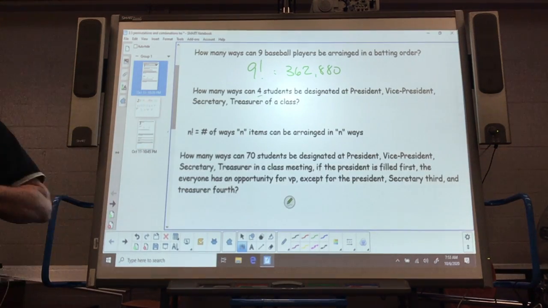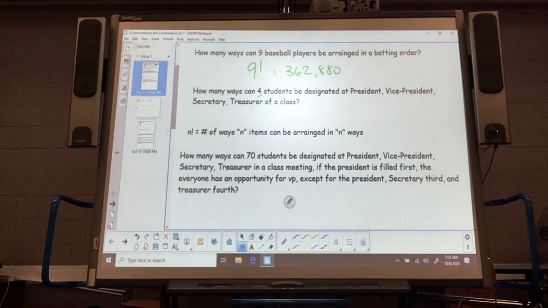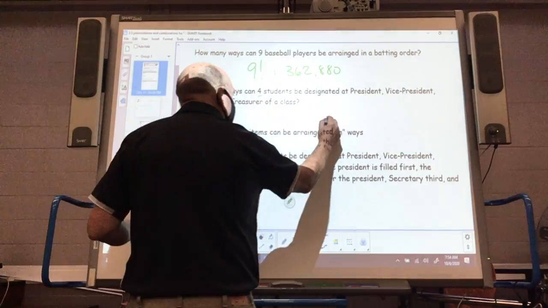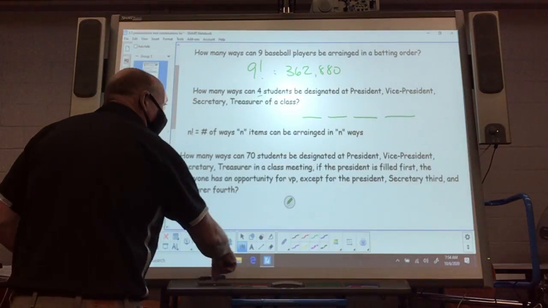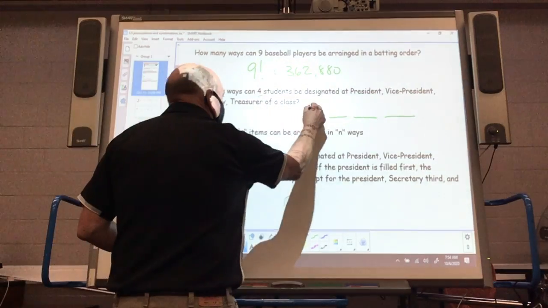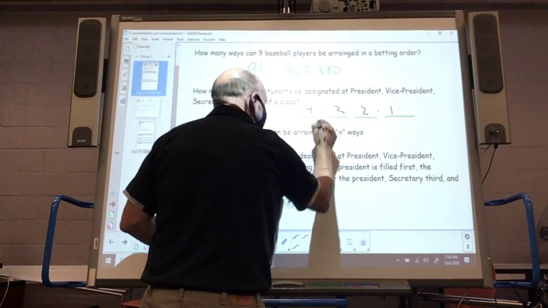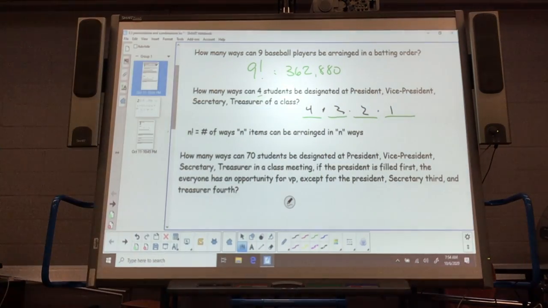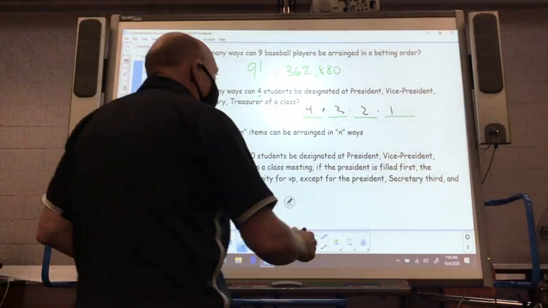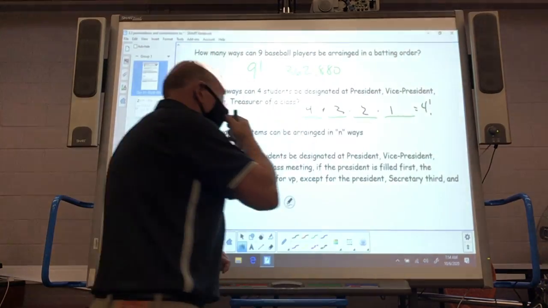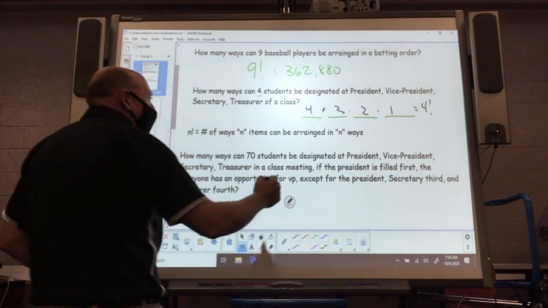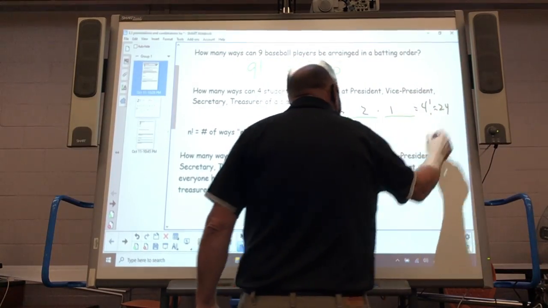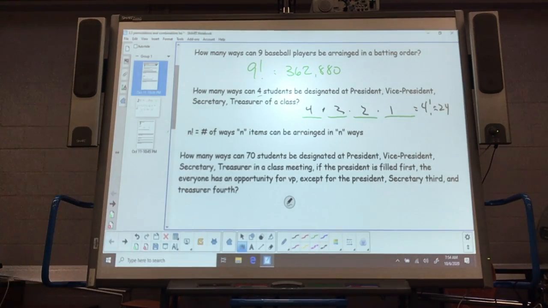Well, if I had 9 baseball players in a batting order, how many ways do we have of doing that? Okay, now I'm going to take it down here. I have 4 students designated president, vice president, secretary, treasurer. How many ways can we do that? How would we do it? 4 times 3 times 2 times 1. If you're a little bit more adventuresome here, you can say it's 4!. So we have 24 ways of doing this. n items can be arranged in n! ways.